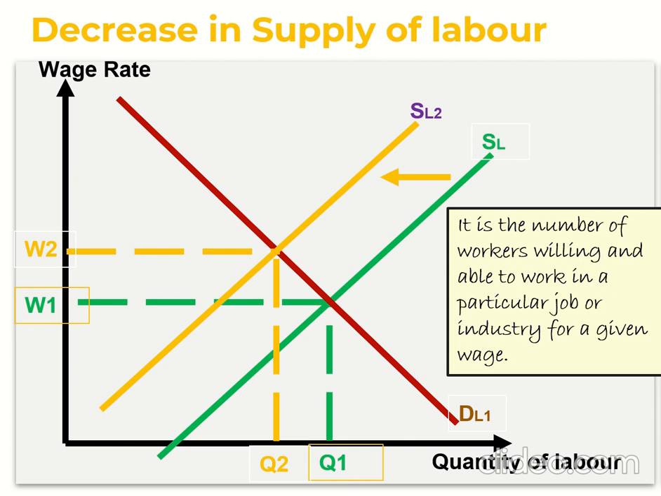As a result of such decrease in supply of labor, the wage rate increases from W1 to W2, whereas the quantity of labor decreases from Q1 to Q2.